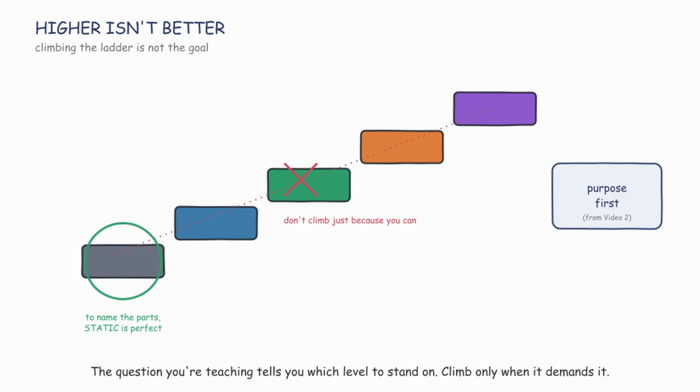So don't chase interactive because it sounds impressive. Go back to our master test from the last video. What is the purpose? Purpose first. The question you are teaching tells you which level to stand on. Climb only when the question demands it.